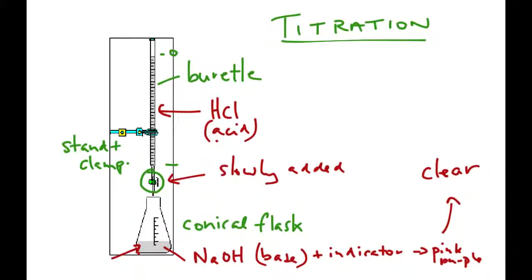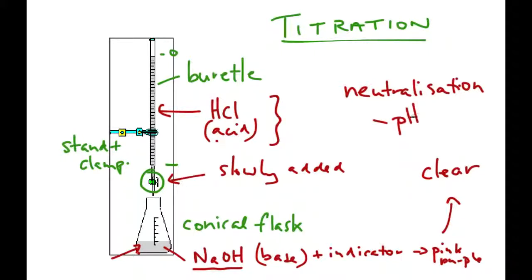So a titration is designed to work out just how much acid you need to add to a certain amount of base to reach the point of neutralisation, which on the pH scale means reaching a pH of 7. So it is neutral, that is, it's neither acid or base.